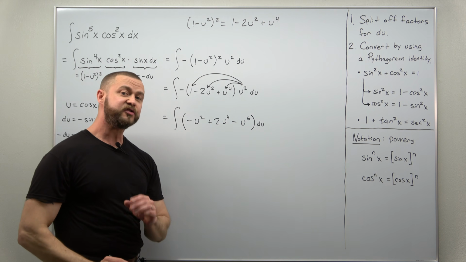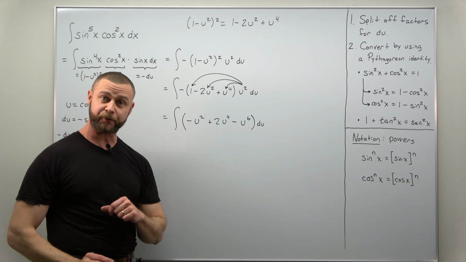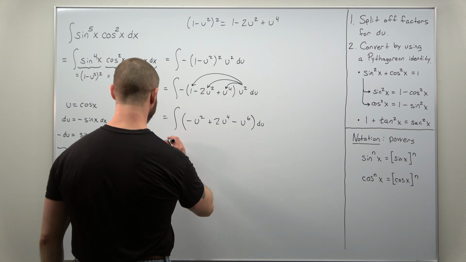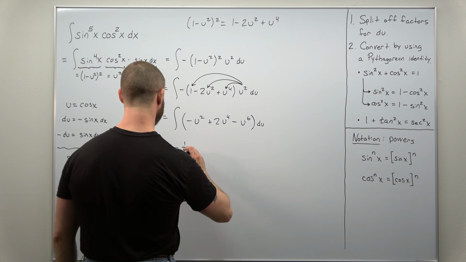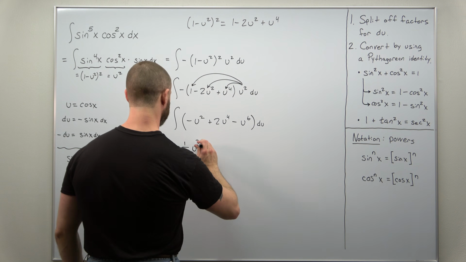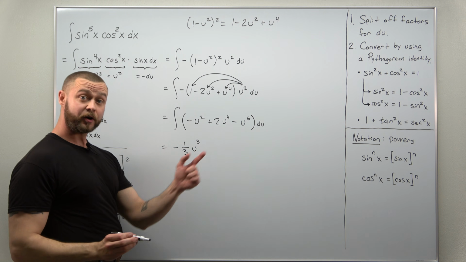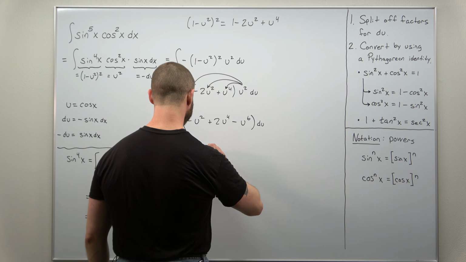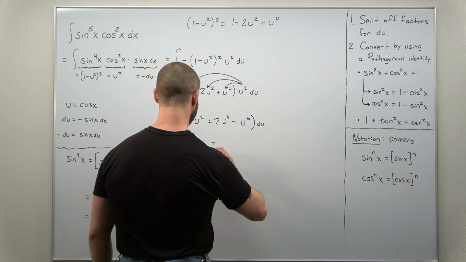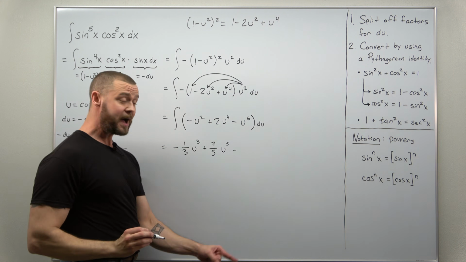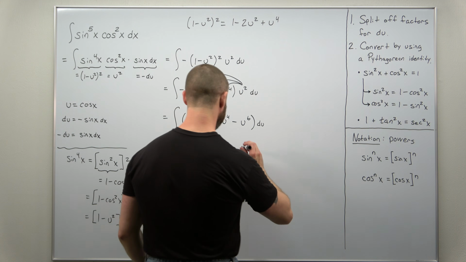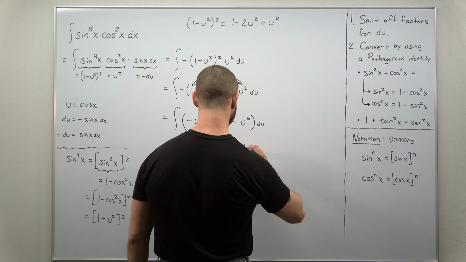And now we can just apply the power rule to each of those three terms. All right, if we do that, looks like term by term, we're going to get negative 1/3 u cubed. The next term will integrate to 2/5 times u to the 5th, and then minus 1/7 u to the 7th power.